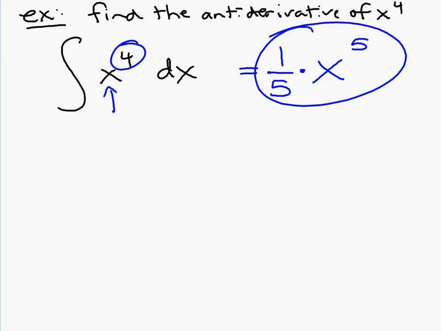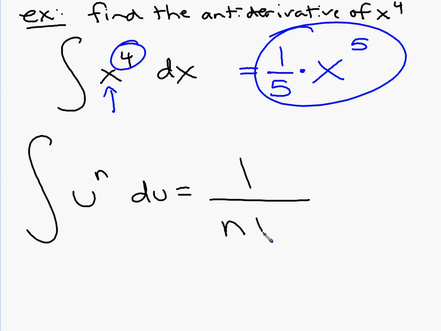On your integral table, you will see this statement. This is kind of like the power rule backwards. You will see this. The integral of u to the n du. And here's what it says. It says that it's equal to 1 over n plus 1 times u to the n plus 1, and then I think it says plus c. Well, why do we have the c there? In case there was a constant.